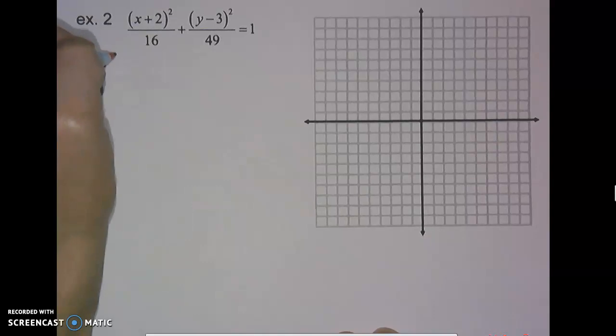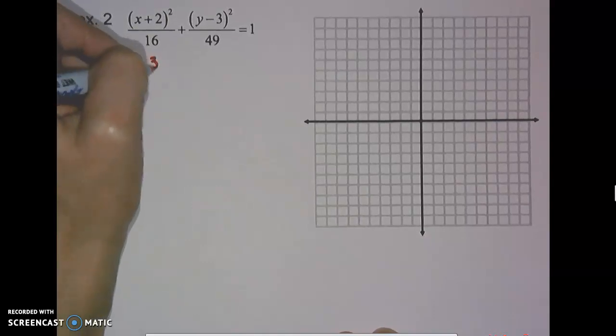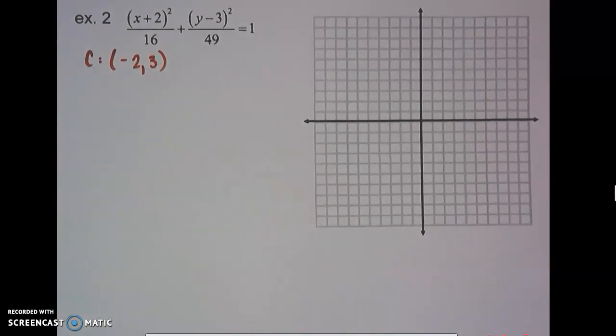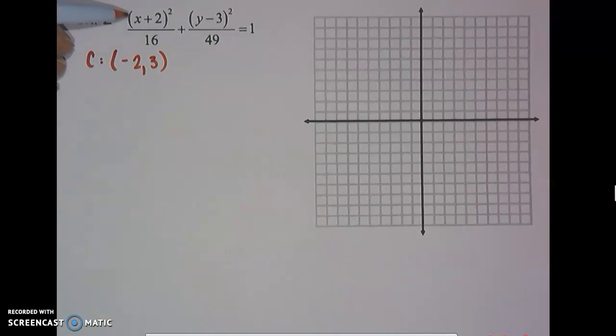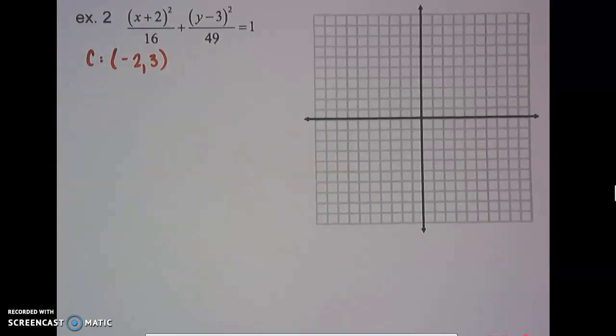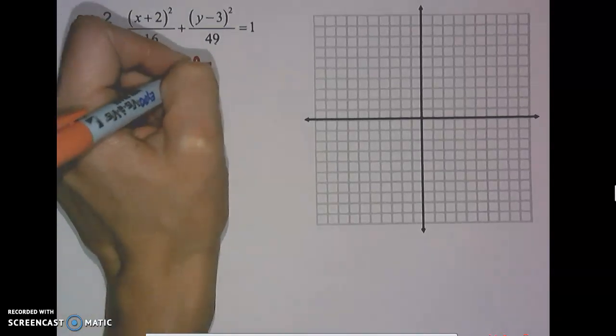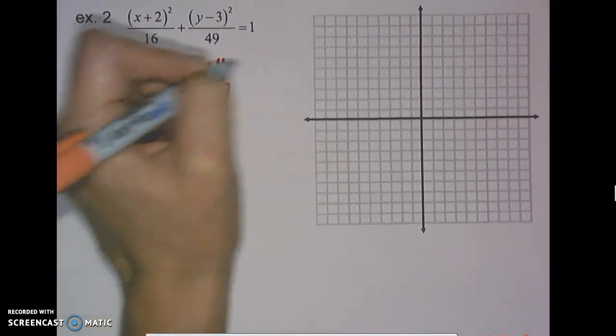So our center is going to be -2, +3. And I don't know if I mentioned this before, but I'll mention it again, even if I did. X always comes first in an ellipse. That makes it easy for our center, but A is always bigger, so you got to watch out for that. Okay. A for this is going to be 4, and B is going to be 7.